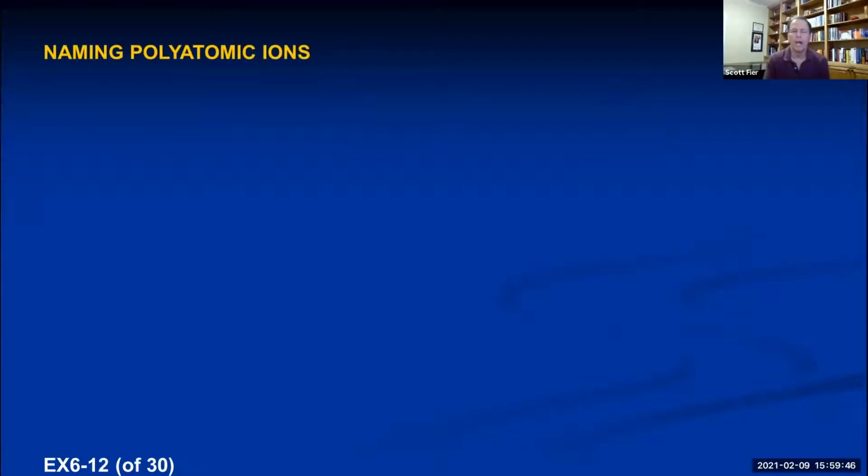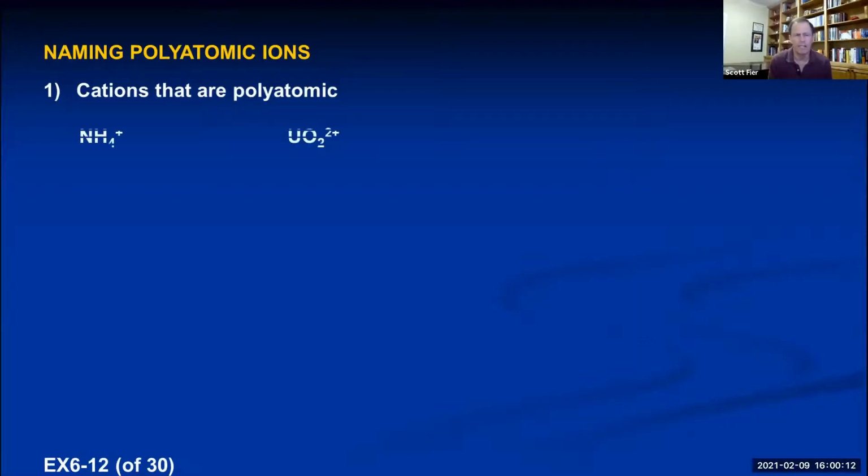Now, sometimes ionic compounds will contain a positive ion or a negative ion that is not just the ion of an individual element from the periodic table. Sometimes the positive and negative ions in an ionic compound could be a polyatomic ion. So we're going to talk about some of the polyatomic ions, how they're named, and then we'll work on some compound formulas that have polyatomic ions in them. There are a few cations that are polyatomic. There's not very many. Here's a couple of them.